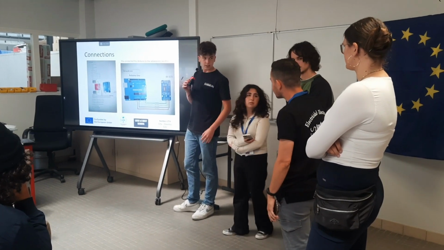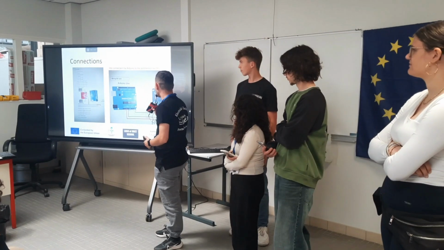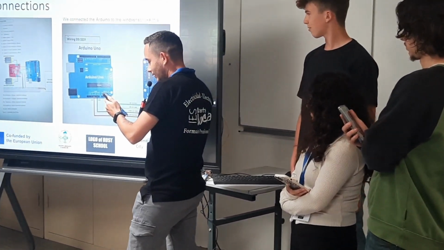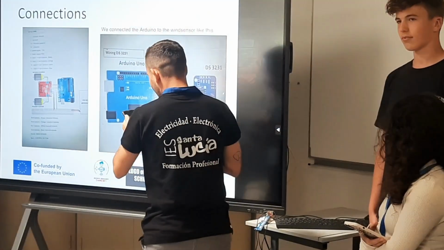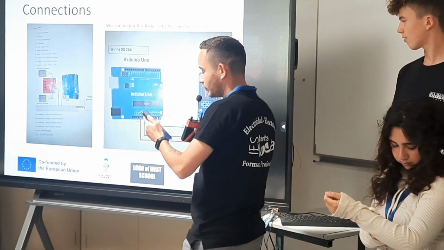Now we will go to the connections. We connect the Arduino to the wind sensor like this: A5 with SCL, A4 with SDA, ground to ground, and 5 volt to VCC.